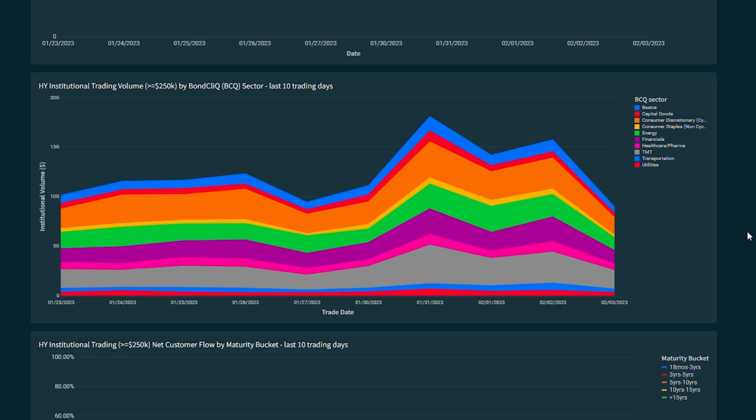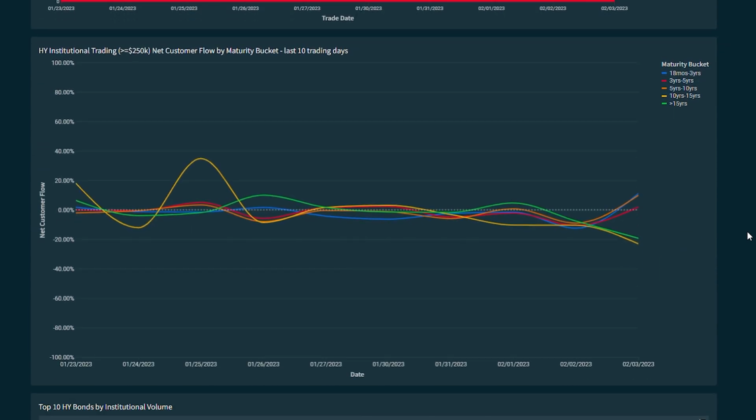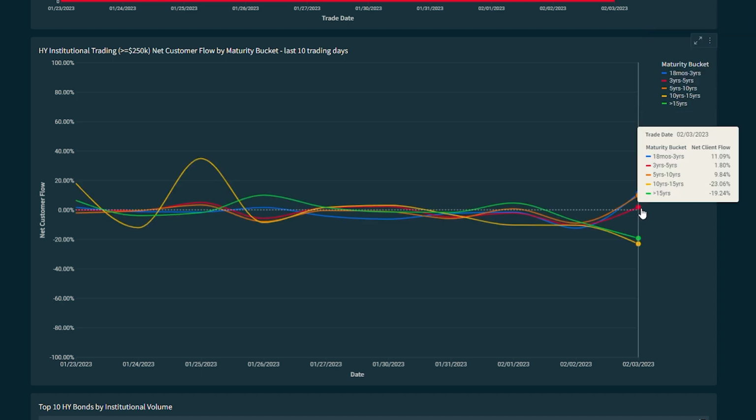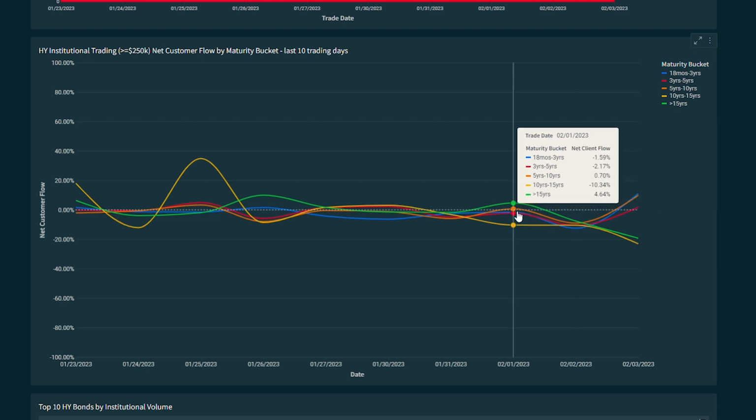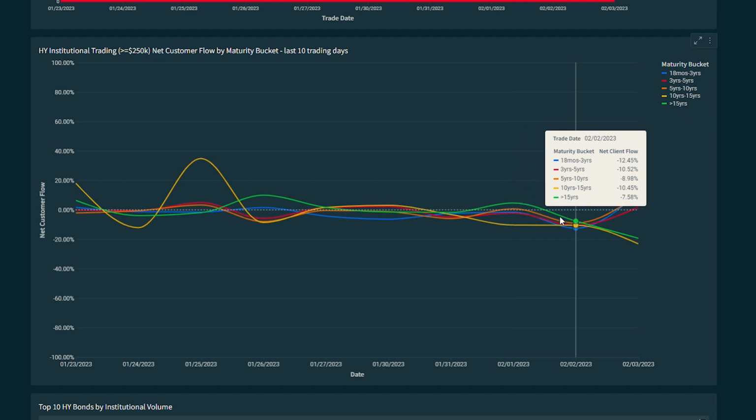In the next graph, these curved lines allow the viewer to easily observe institutional net client flows for the last 10 trading days, broken down by maturity bucket. You'll notice each line is color-coded to denote a specific maturity bucket. Again, hover over an individual bucket to highlight a maturity line segment, or hover over any of the last 10 trading days to see what the net client flows were for each maturity bucket on that day.